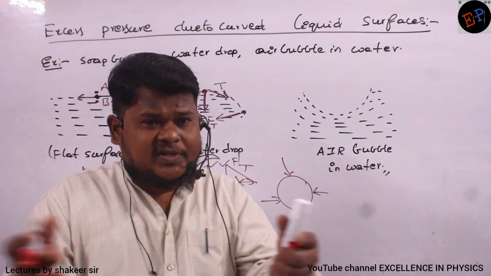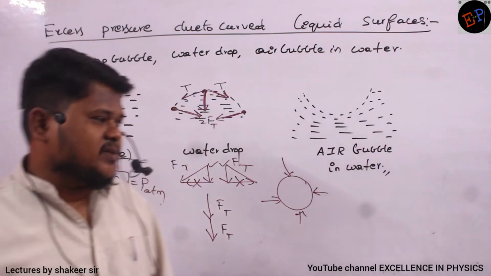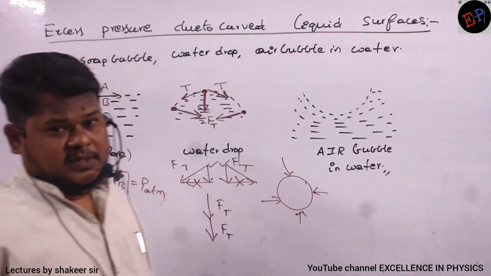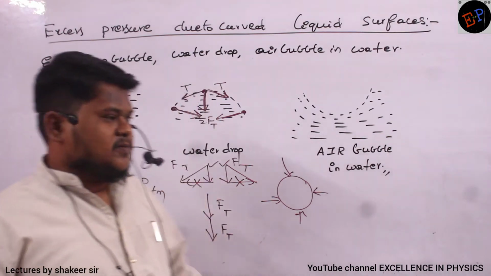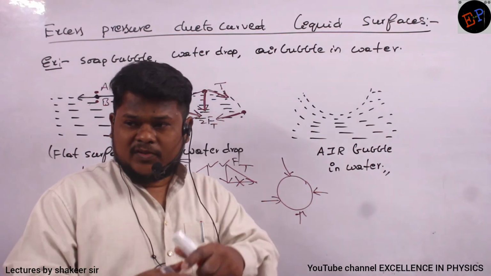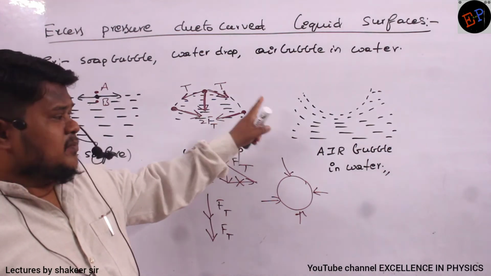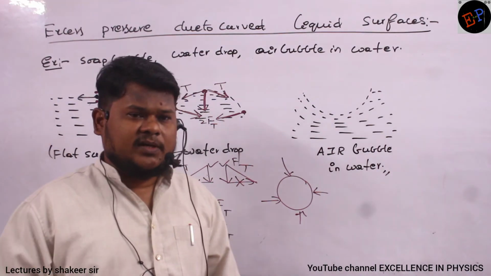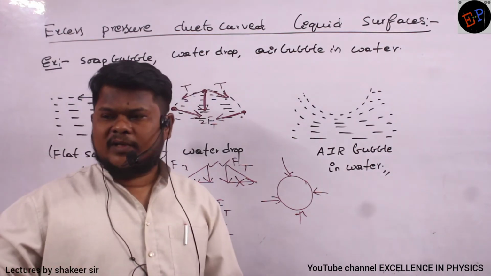Okay? And if you compress any body, what happens to the pressure inside that body? Pressure increases. So the reason is, inside every water drop there must be some extra pressure when compared to the pressure of the surroundings. Because all these molecules' surface tension forces are compressing the drop, pressure inside the drop increases. So compared to atmospheric pressure, pressure inside the water drop will always be greater. That extra pressure developed is called excess pressure due to curved liquid surfaces.